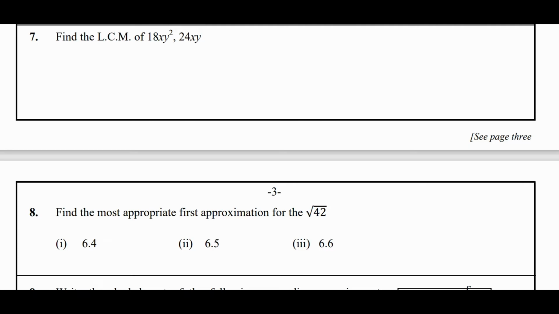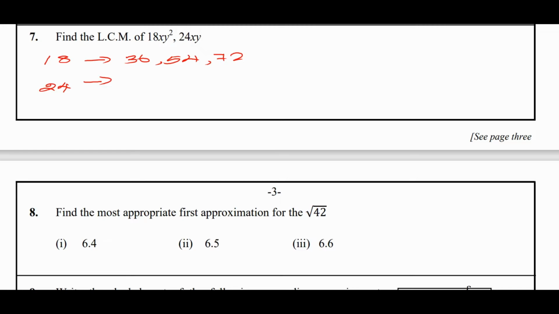The seventh one is also an easy one. Find the least common multiple. LCM represents least common multiple of 18xy squared and 24xy. That means 18 and 24. The least common multiple we can easily find. 18 into 1 is 18 and 18 into 2 is 36 and 18 into 3 is 54 and 18 into 4 is 72. Let's try the multiplication table of 24.